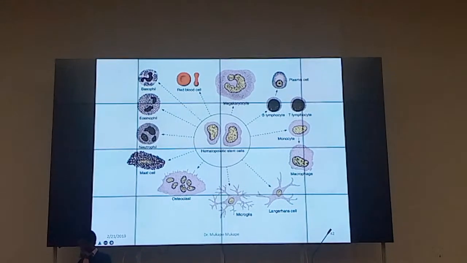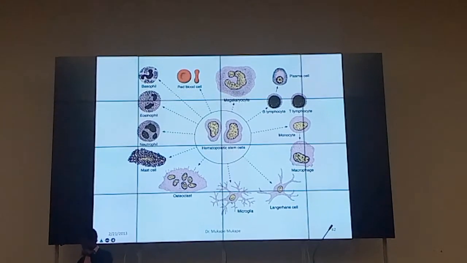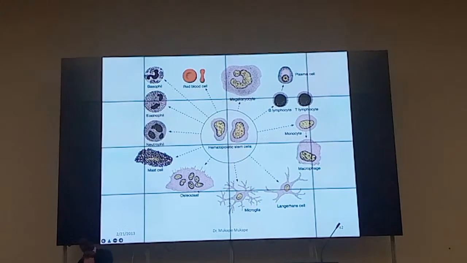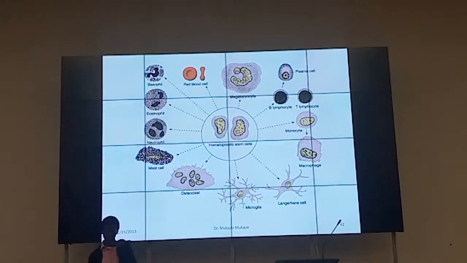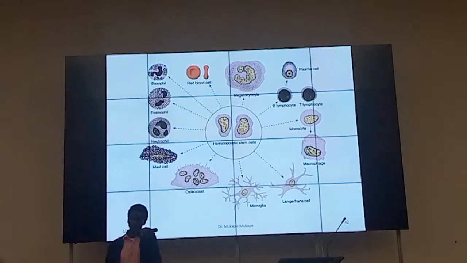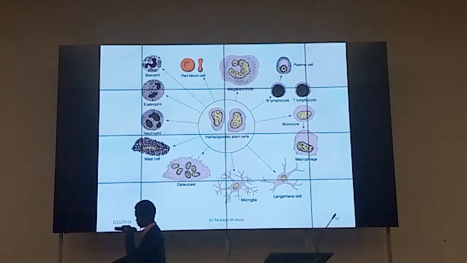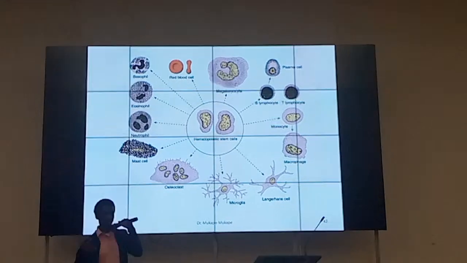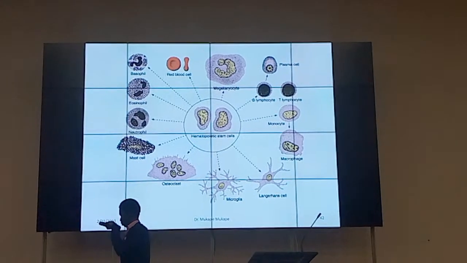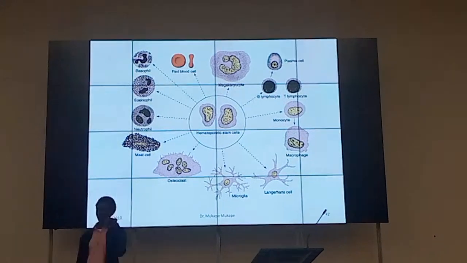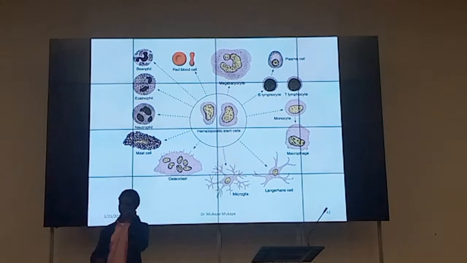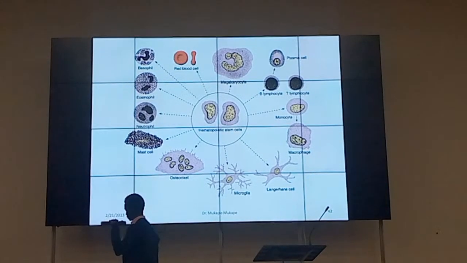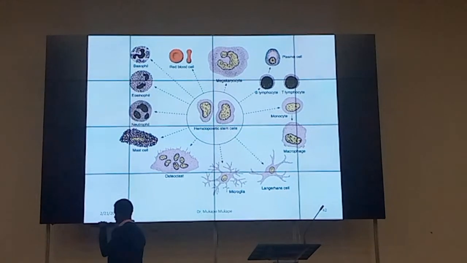In fact, Langerhans cells, microglial cells, osteoclasts, we have another type of cell found in the liver. What do we call those special cells found in the liver, which are related to the Langerhans cells, osteoclasts, microglial cells? Yes, sir. Kupffer cells. Very good. So, Kupffer cells in the liver.